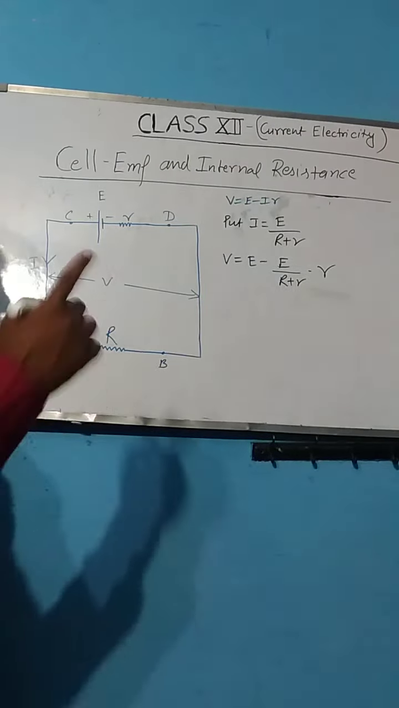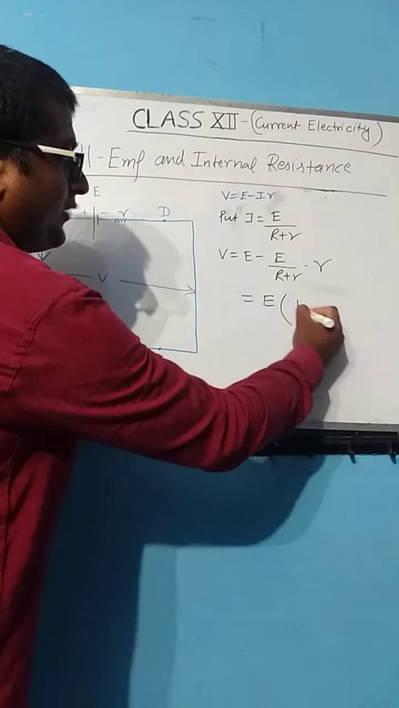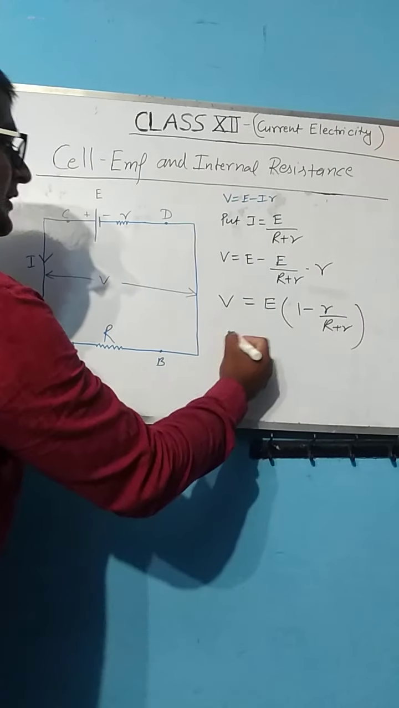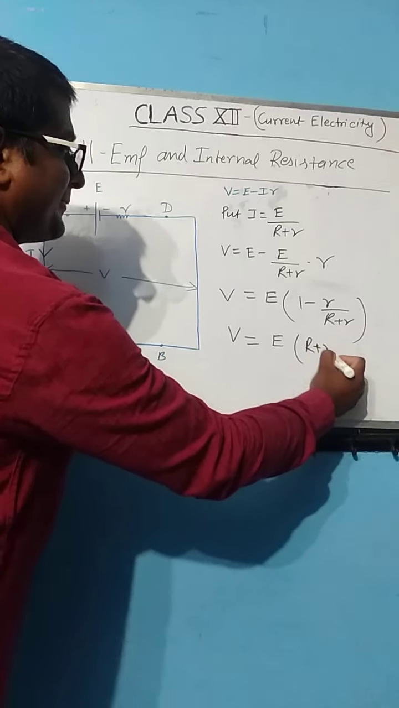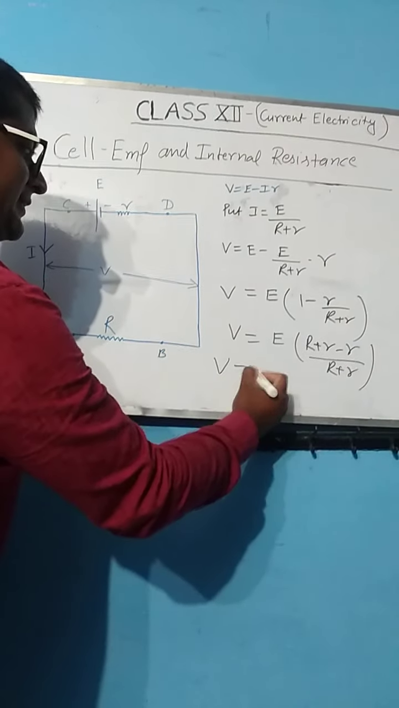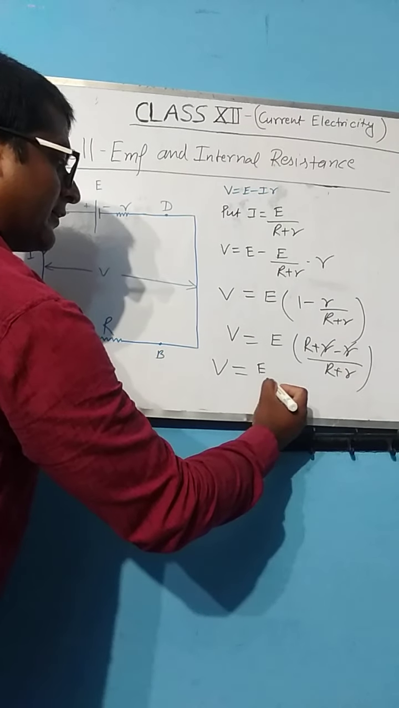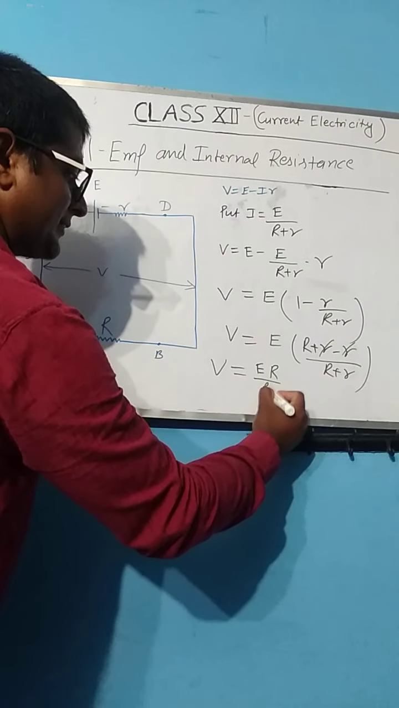So how will the value be calculated? E will be taken outside, so 1 minus r by R plus r. So V equal to E into (R plus r minus r) divided by R plus r. After this, the r will be cancelled out. So V equals E into R by R plus r.